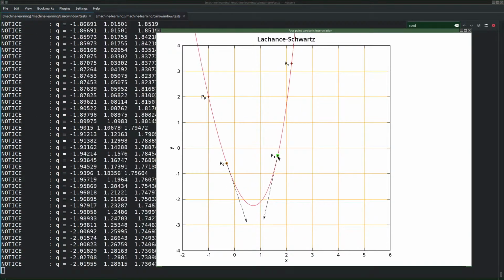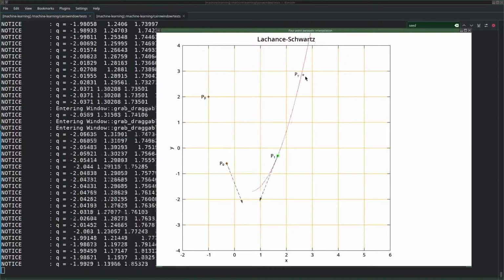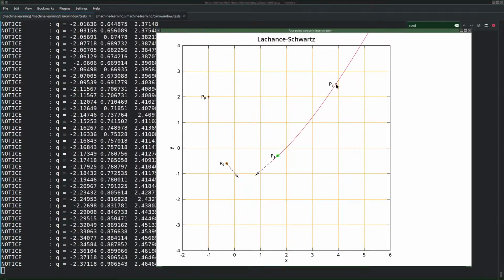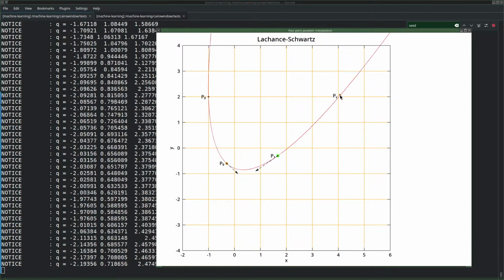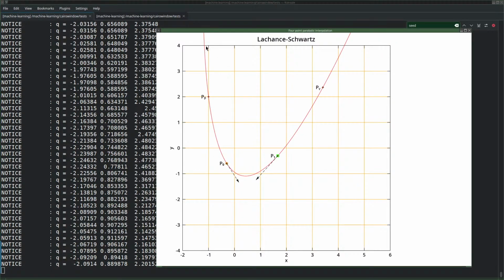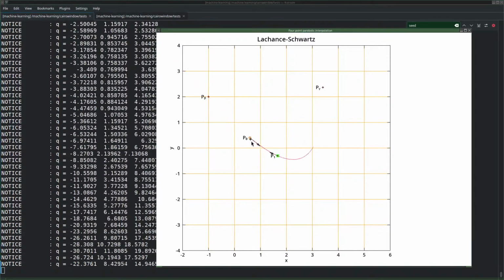I think this is just 4 points. So it looks like a rotated parabola. So that would be a 2nd degree Bezier curve. Or not? Yeah, I think so.